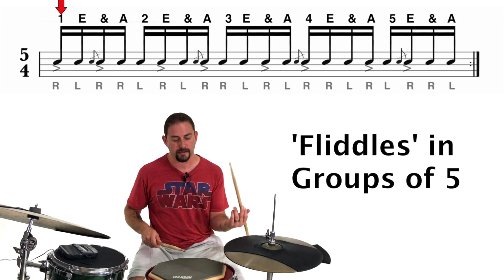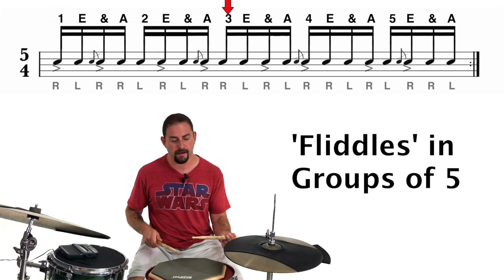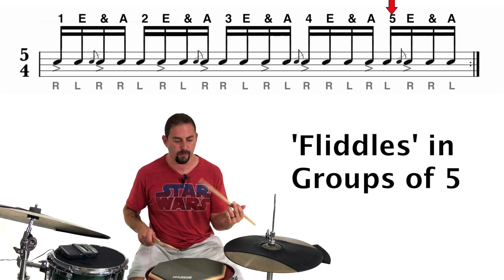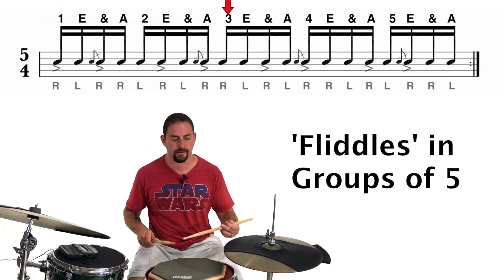Ready, go. 1 E and a 2 E and a 3 E and a 4 E and a 5 E and a 1 E and a 2 E and a 3 E and a 4 E and a 5 E and a 1. Next grouping is going to be a group of 6.